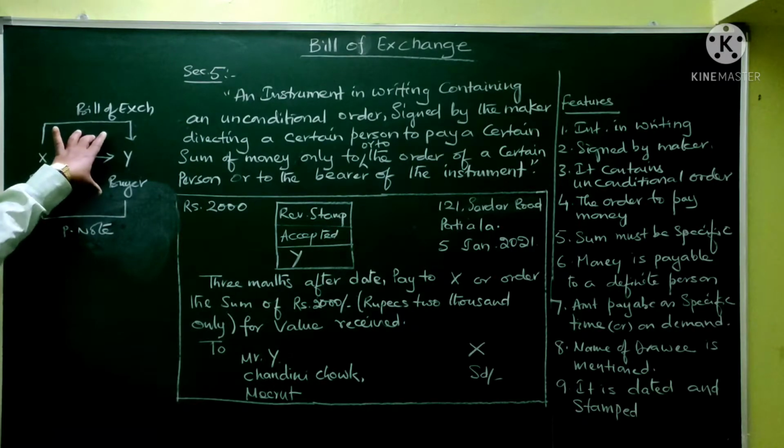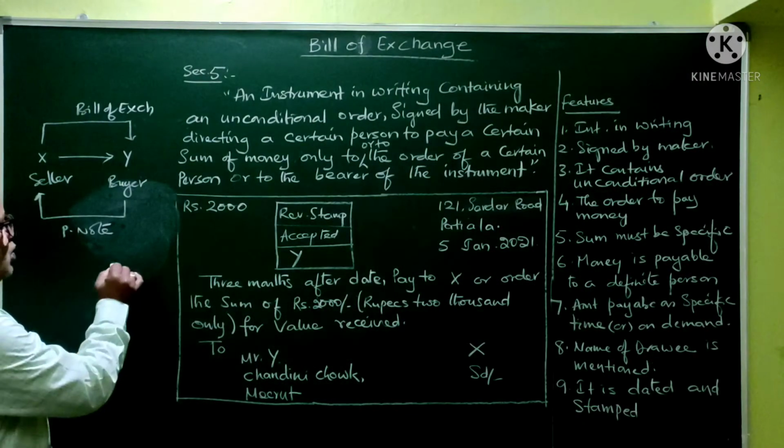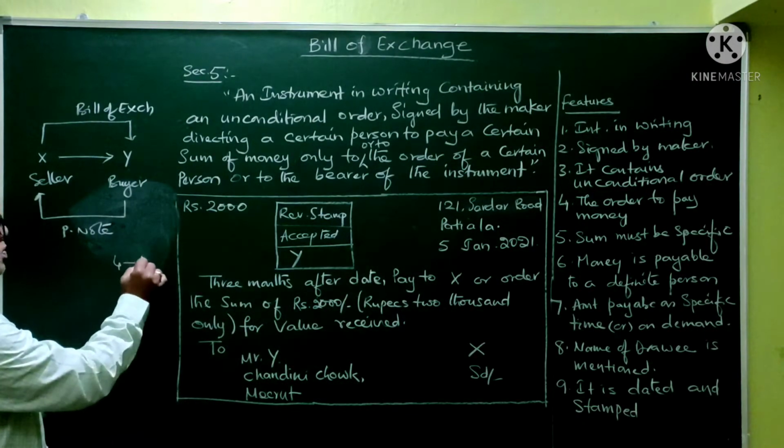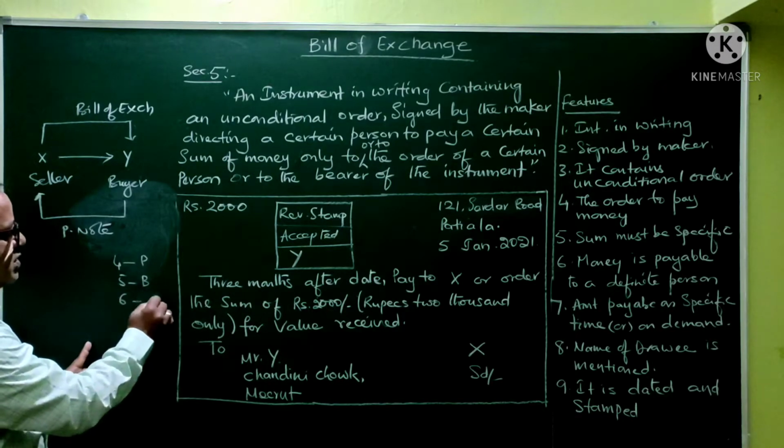According to the definitions of the Negotiable Instruments Act, Section 4 defines promissory note, Section 5 defines bill of exchange, Section 6 defines check.